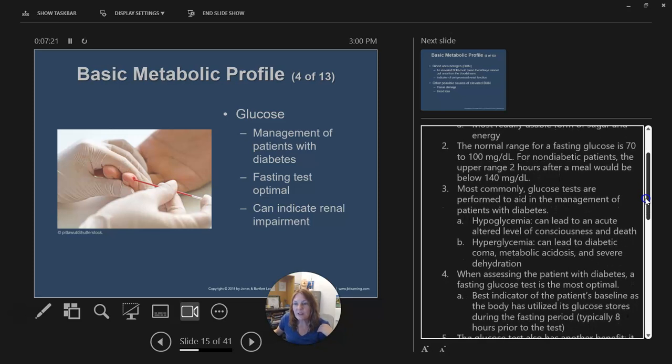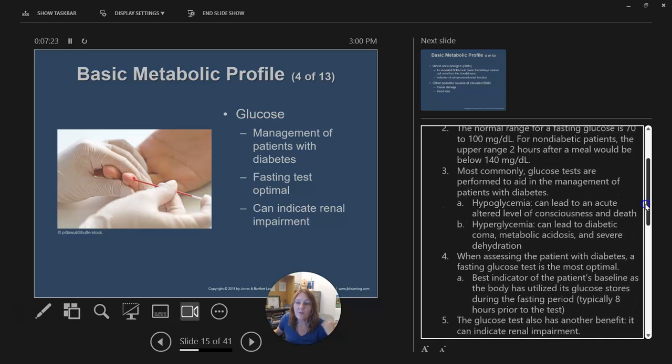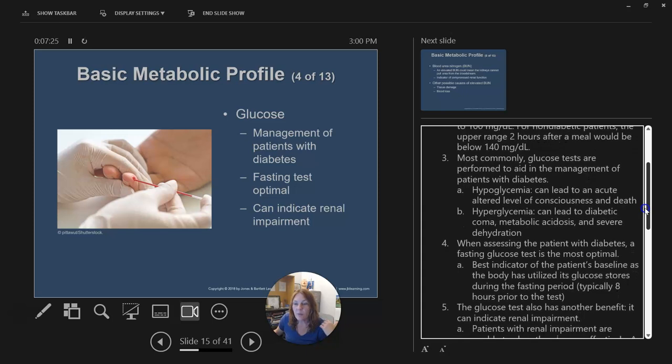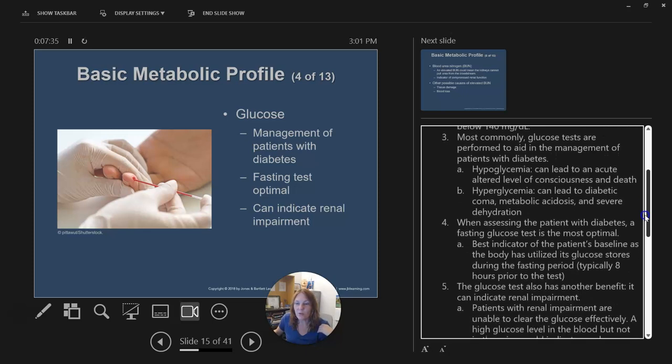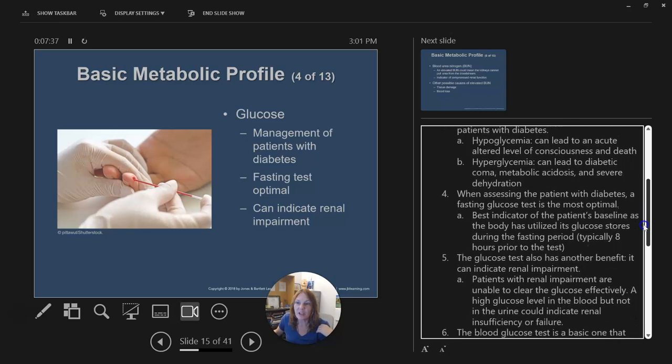Most commonly, glucose tests are performed to aid in the management of patients with diabetes. Hypoglycemia can lead to acute altered level of consciousness and death. Hyperglycemia can lead to diabetic coma, metabolic acidosis, and severe dehydration. Remember our 3 Ps: polydipsia, polyphagia, polyuria.